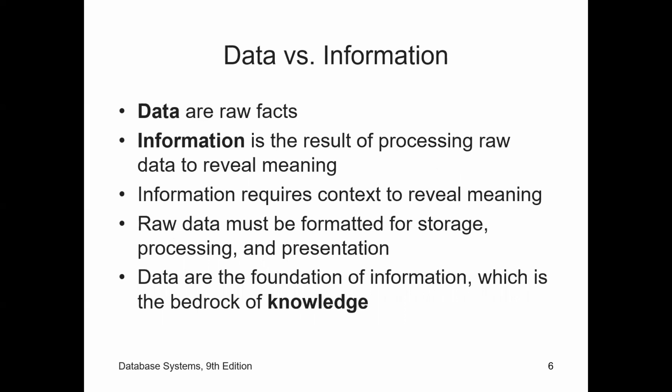Data versus information. Data are raw facts. The word raw indicates that the facts have not been processed to reveal their meaning. Information is a result of processing raw data to reveal its meaning. Data processing can be as simple as organizing data to reveal patterns, or as complex as making forecasts or drawing inferences using statistical modeling. To reveal meaning, information requires context.